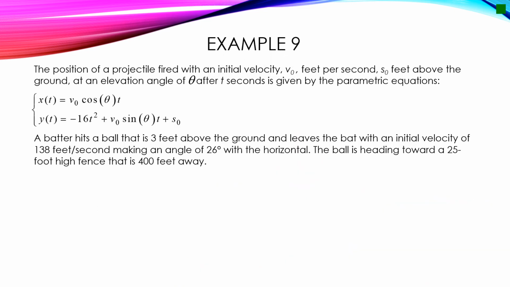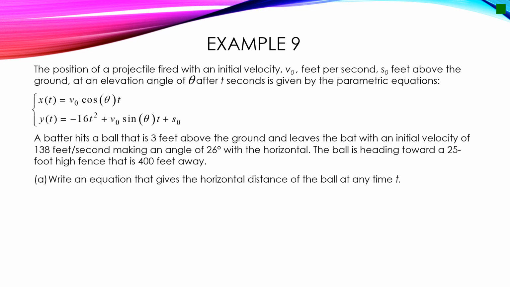Example 9. The position of a projectile fired with an initial velocity v sub 0 feet per second, s sub 0 feet above the ground at an elevation angle of theta after t seconds is given by the parametric equations x of t equals v sub 0 times cosine of theta times t, and y of t equals negative 16t squared plus v sub 0 sine of theta times t plus s sub 0. A batter hits a ball that is 3 feet above the ground and leaves the bat with an initial velocity of 138 feet per second, making an angle of 26 degrees with the horizontal. The ball is heading toward a 25-foot high fence that is 400 feet away.